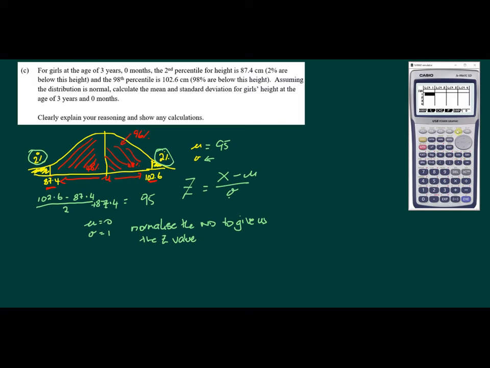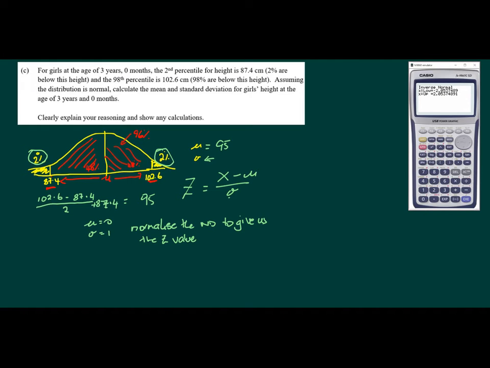We go from the main menu to the stat screen, we press normal and then inverse, and you'll notice here that it's currently set to the left tail. We want to change that to the central because we're dealing with the central area of the curve. We change our area to 96, and we leave the standard deviation and the mean as 0, because that's how we normalize the curve. You'll notice it gives us two values. The negative 2.0537 is the Z value for the lower percentile, so the 87.4.